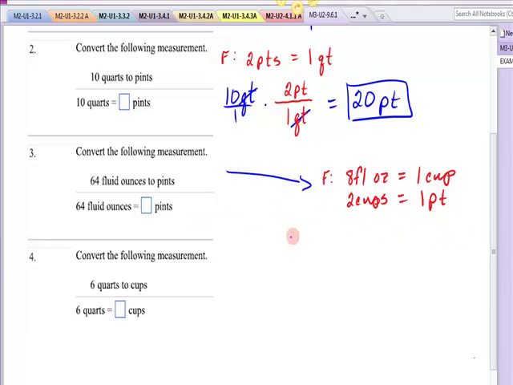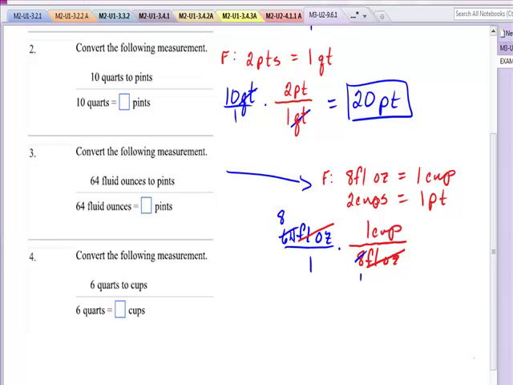All right, I start with 64 fluid ounces, and I'm going to put it over 1. I can get rid of fluid ounces using the first fact. 8 fluid ounces on bottom, 1 cup on top. I know that I'm on the right track. The fluid ounces are gone. I'm not going to finish this problem for just a second. 8 goes into itself once, 8 goes into 64 8 times.